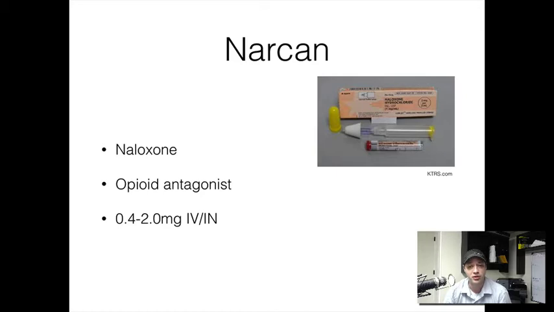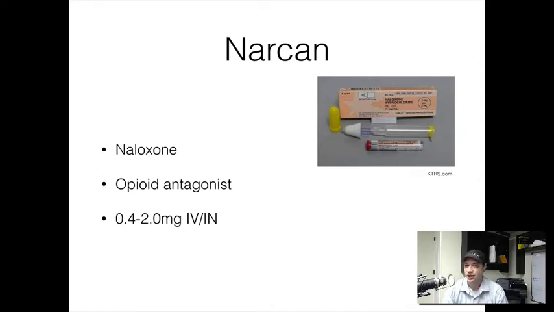It comes generally in a Bristojet and a 2 milligram vial. There are some intranasal mucosal atomizers that have 4 milligrams in them. Just be aware of your dose. 0.4 to 2 milligrams is generally the dose that you want to look for. And again, most of the packaging has 2 milligrams per vial.